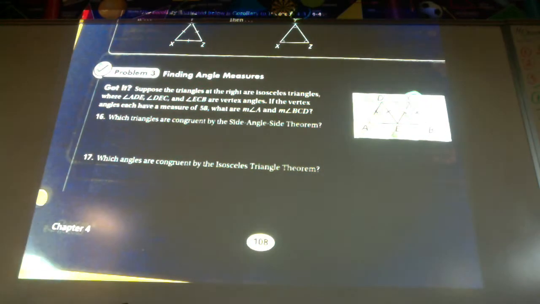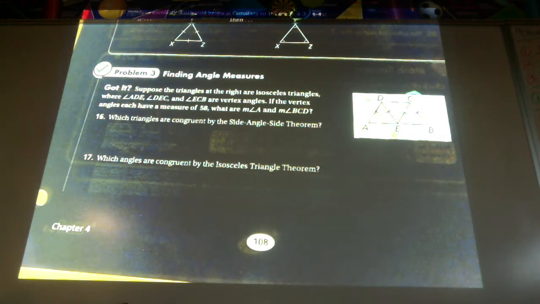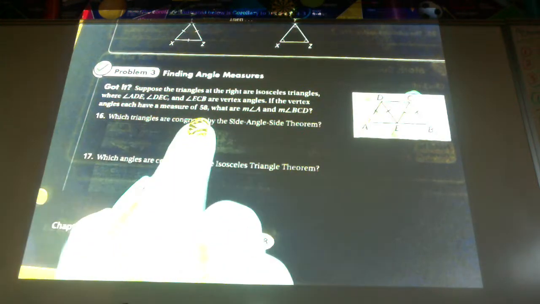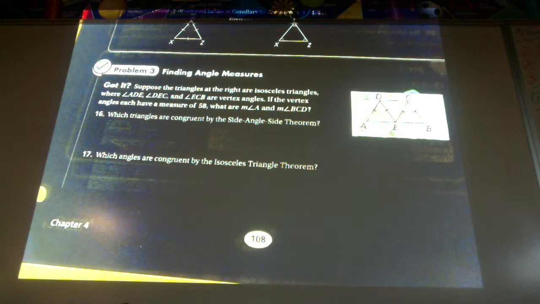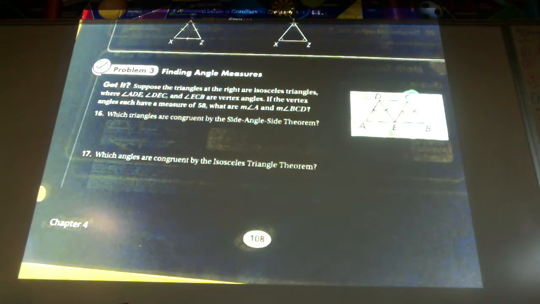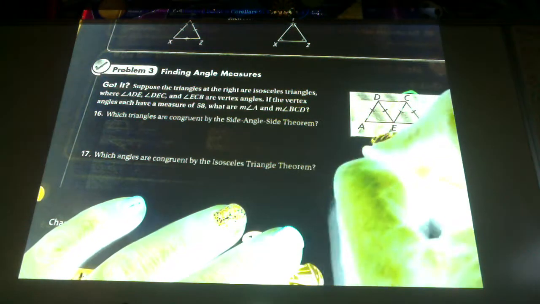So let's just tear apart the picture. First of all, the triangles are congruent by side angle side, aren't they? Because all of the vertex angles have a measure of 58, and that's the angle in between the 2 legs. So all 3 triangles are congruent by SAS. So let's just take out triangle DAE. I'm going to put that down here. I'm going to kind of ignore what they're doing here.